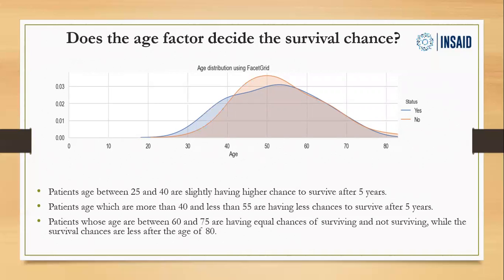After the age of 60, you can see the blue region and the orange region overlapping with each other. So patients aged between 60 and 75 have equal chances of surviving and not surviving after 5 years. But after the age of 80, you can see that the orange region has a higher chance for short survival, because it is much higher than the blue region after the age of 80.